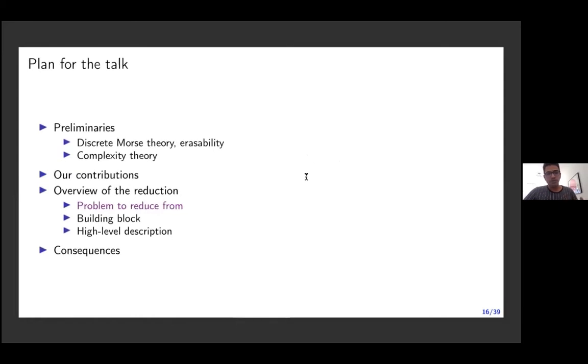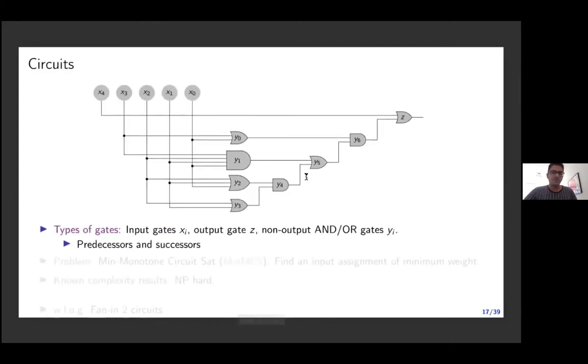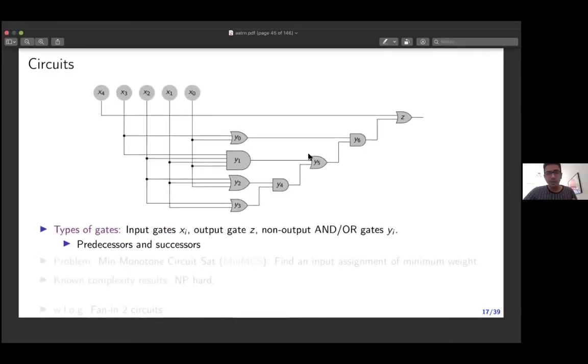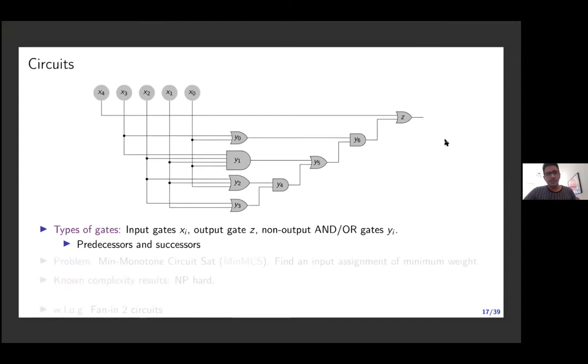Now, to reduce a problem, you need a hard problem to reduce from. So this problem comes from circuits. So let's say you are given a circuit in which you have AND gates and OR gates, but no NOR gates, no NOT gates. So only AND gates and OR gates, no NOR, XOR, none of the other gates are there. These are called monotone circuits, and what you want is an input assignment over here that satisfies the circuit.